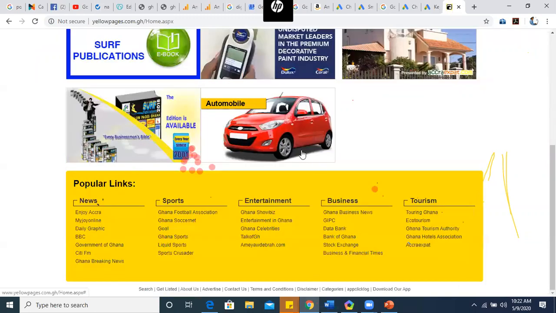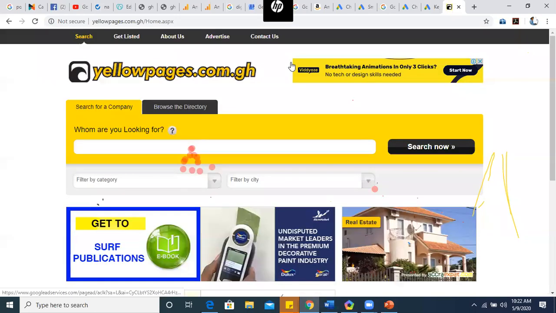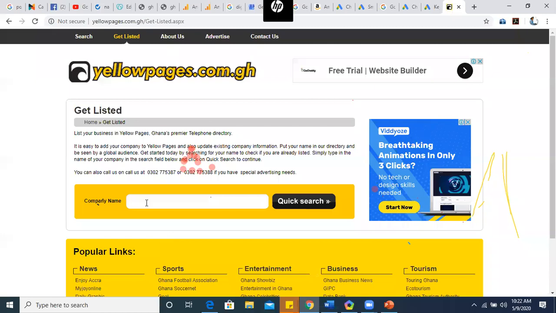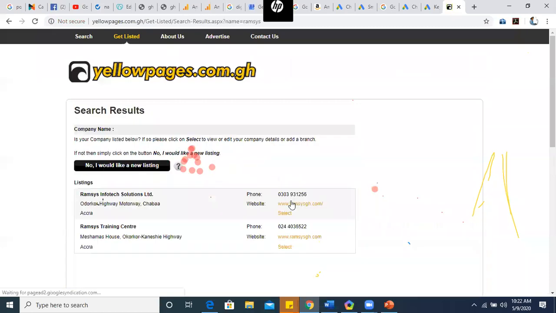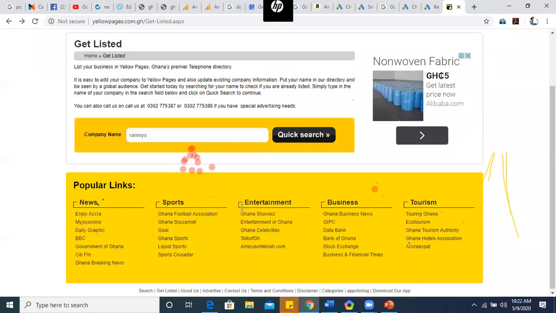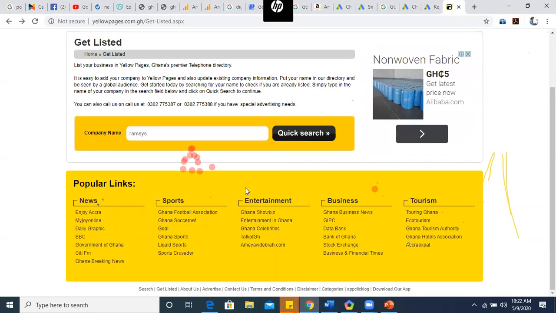When you come to Yellow Pages, you can sign up and then get listed. You see, get listed. You put your company here. My company is called Ramsys. When I put Ramsys there, because I'm listed already, Ramsys will pop up. My company is here already. But if your company is not here, it will not pop up. Then you can go ahead and list that company.